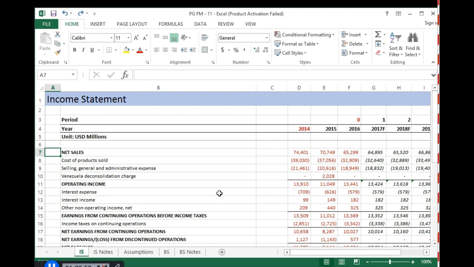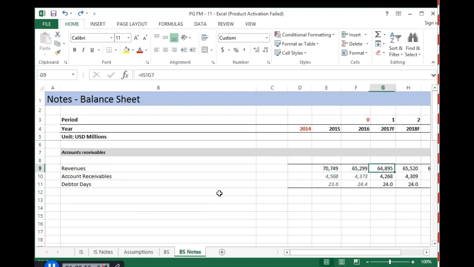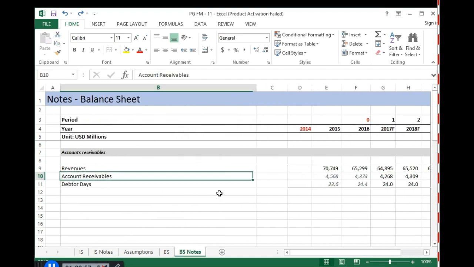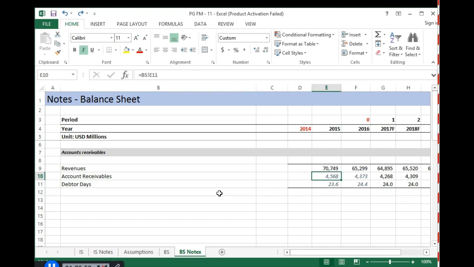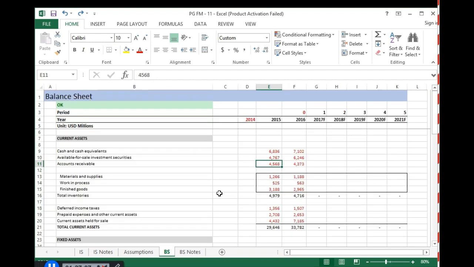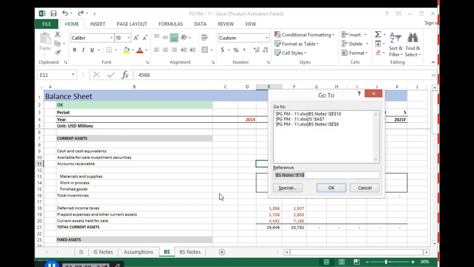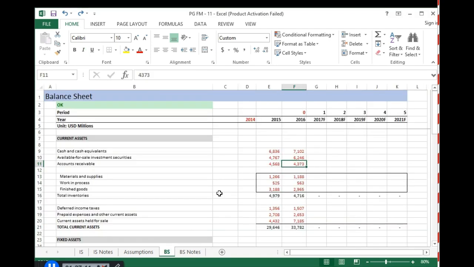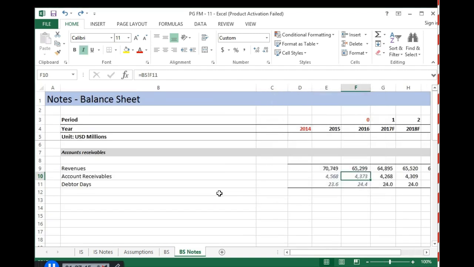Any problem so far? So this is your revenue forecast. In the second row, you put the account receivable. For the first 2 years, you already have account receivable. Why? Because these are past years, 14 and 15. So you have account receivable from here and from here. Now next is debtor days. So how do you forecast debtor days?